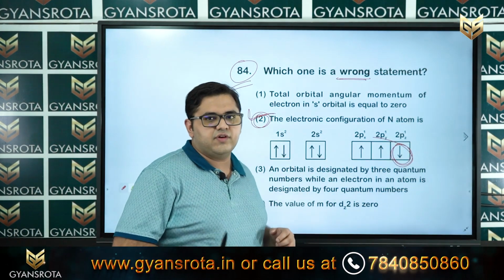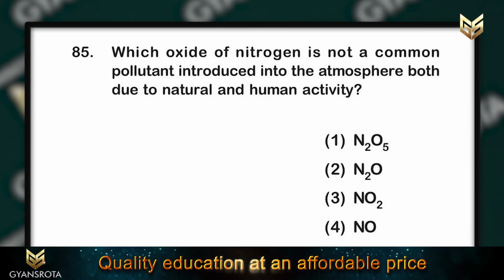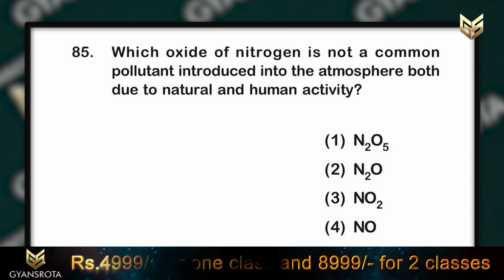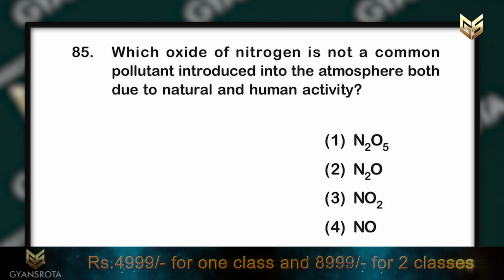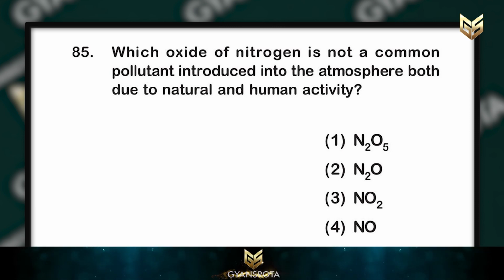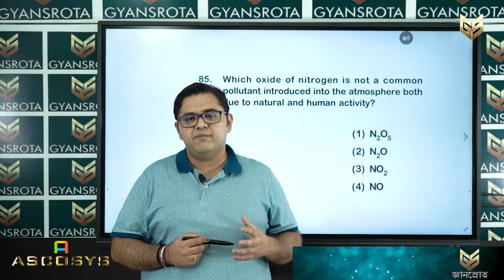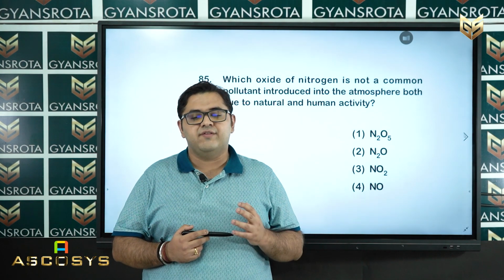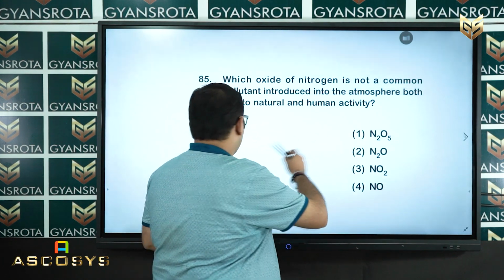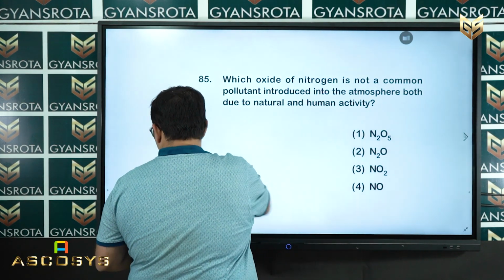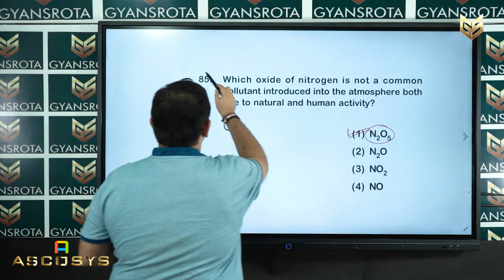Now we are moving to the next question, that is question number 85, on your screen. Which oxide of nitrogen is not a common pollutant introduced into the atmosphere both due to natural and human activity? This question comes from the environmental chemistry part of your class 11 chapter, and is a factual thing. The first option, N2O5, is the correct answer of this question.